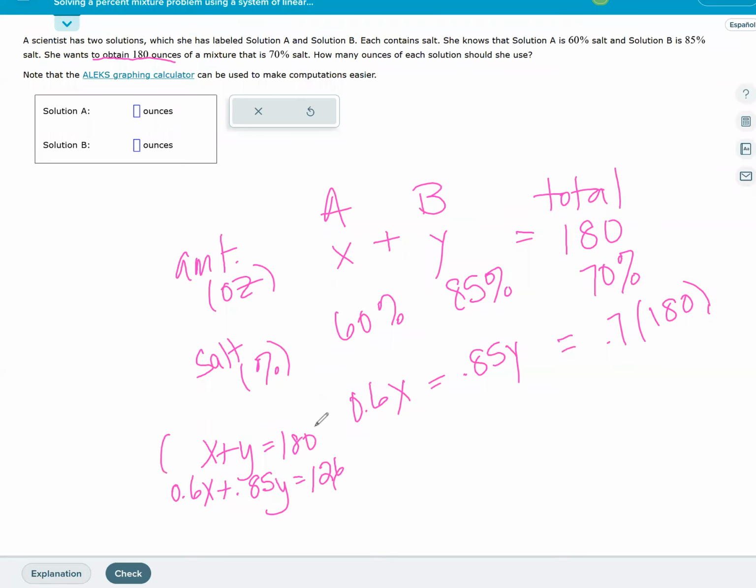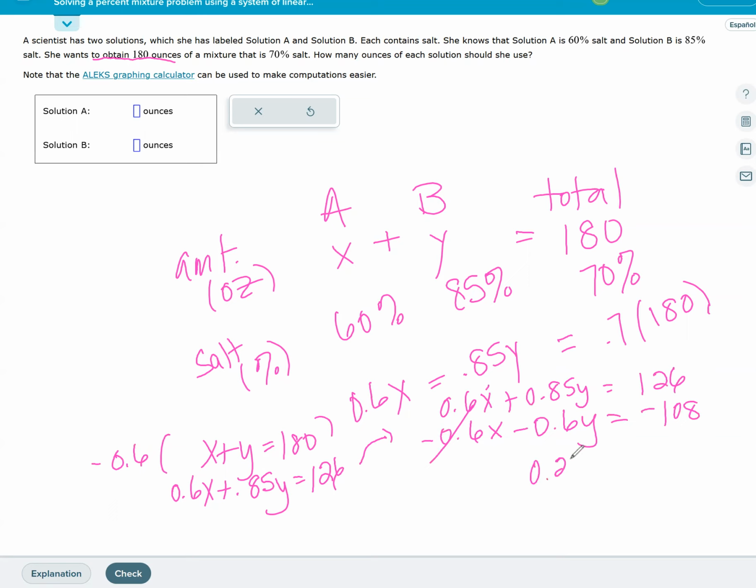I'm going to multiply my first equation by negative 0.6. That way my x's will cancel when I add them together. Let's see, what is negative 0.6 times 180? Just using my calculator to get negative 108. I'm going to write the second equation on the top so it's easier to subtract. The x's are going to cancel, and then I have 0.85 minus 0.6y, which is 0.25y, and then 126 minus 108 is 18.